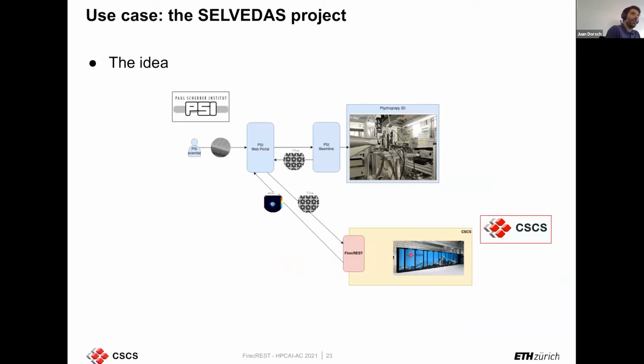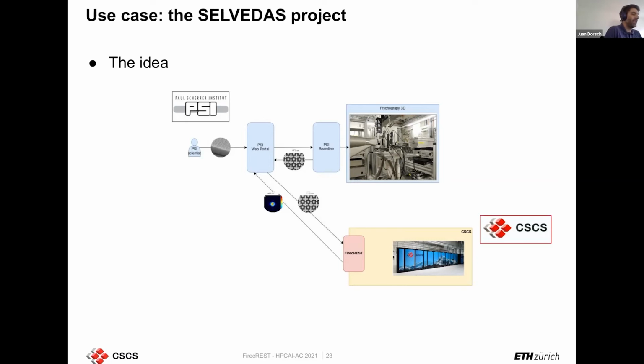As an analogy to the first images I showed you, the blue part, the client part, is PSI, which basically uses this PSI portal to get allocated time on the beamline. When they have the time, they will send the object to the ptychography. They will receive the first result, and then to study these results, they will send the data to be analyzed at CSCS through FireREST. And then they will receive back the area of interest of the fast feedback experiment.